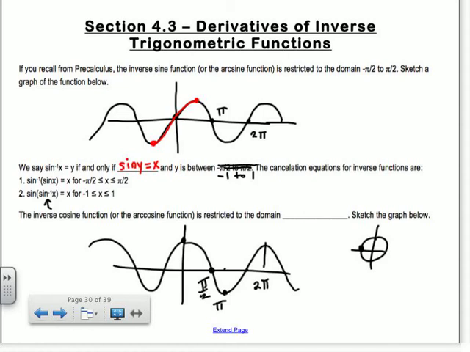So where is inverse cosine restricted? So where is it 1-to-1? 0 to pi. Do you guys see it? This is where it would be 1-to-1. You can't use negative pi over 2 to pi over 2 because then that would not be 1-to-1. So when you use your calculator and you're talking about inverse cosine, it's always between 0 and pi.